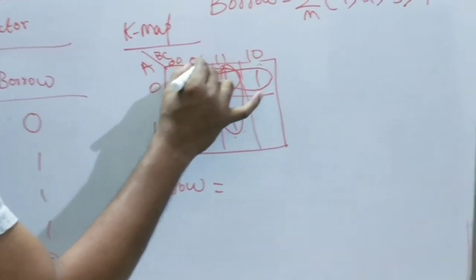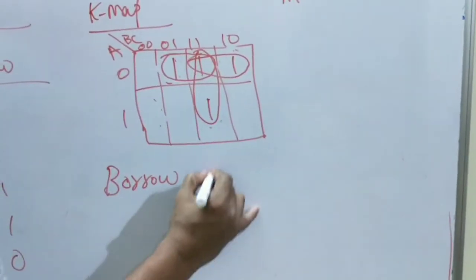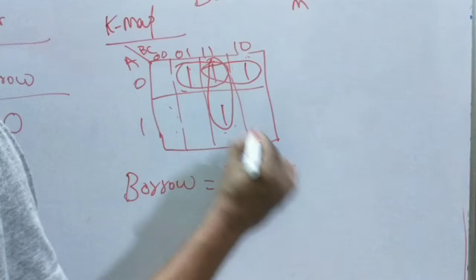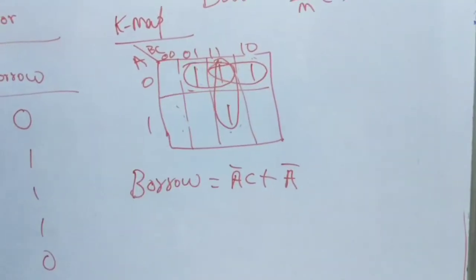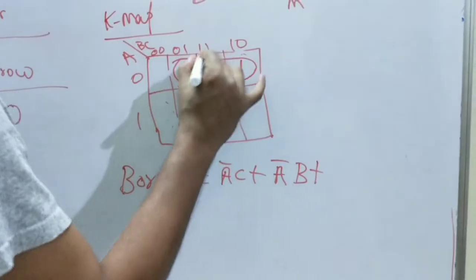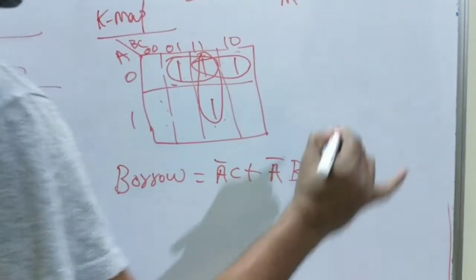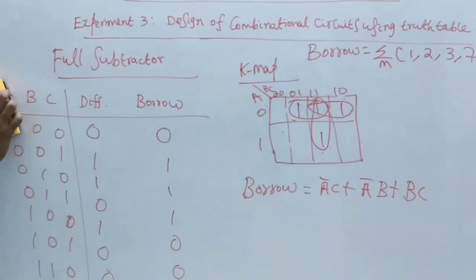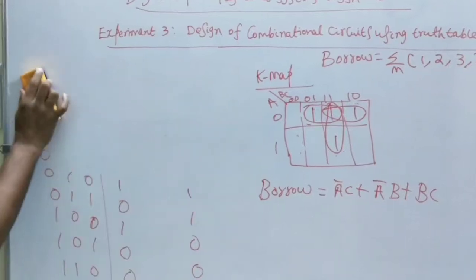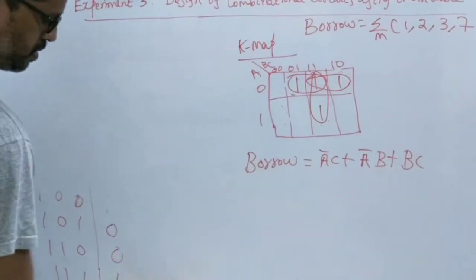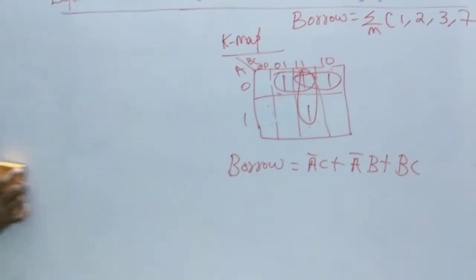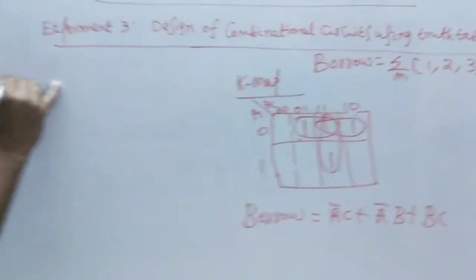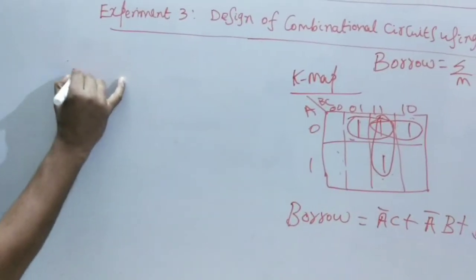So what is this pair? Here we are getting A dash. The common bit is C. So A dash C. For this pair, here A dash is common. One bit 1 is common, that corresponds to B. So A dash B. For this value it is B C. So A dash C plus A dash B plus B C is the expression for borrow. Now we need to draw the corresponding circuit in the trainer kit using the respective ICs. Okay. For difference it is easy, right?